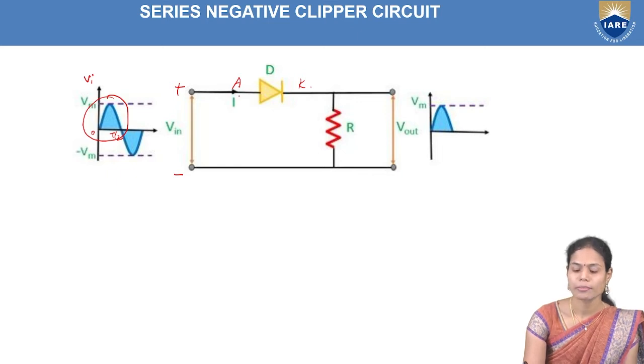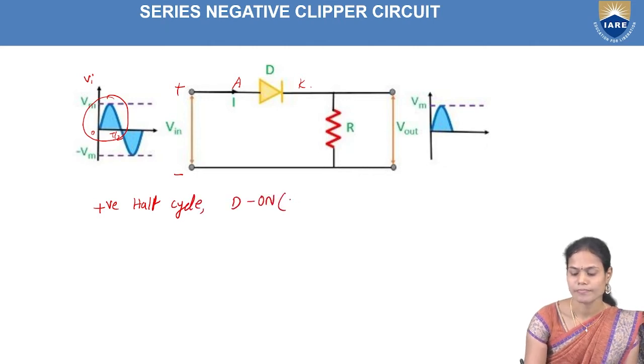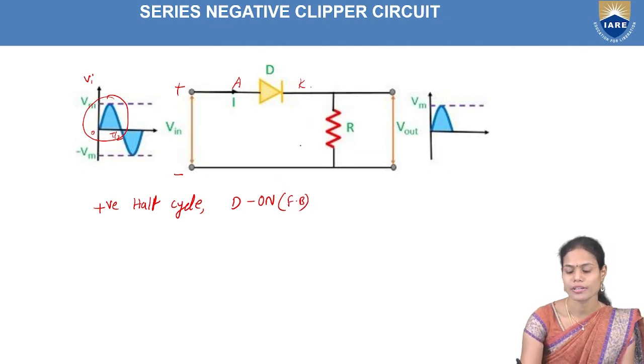So for the P type material we are providing the positive voltage and for the N type material we are providing the negative voltage. So our diode is in forward bias condition now. So the diode is in on state and it is in forward bias condition.